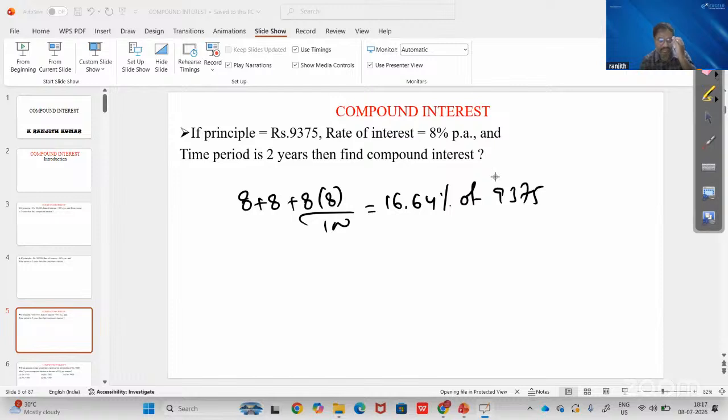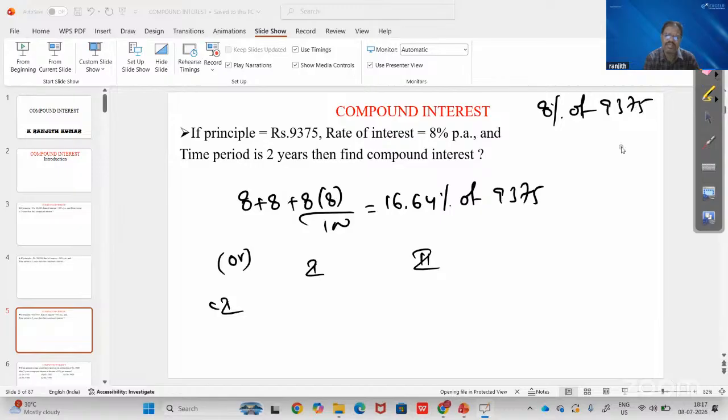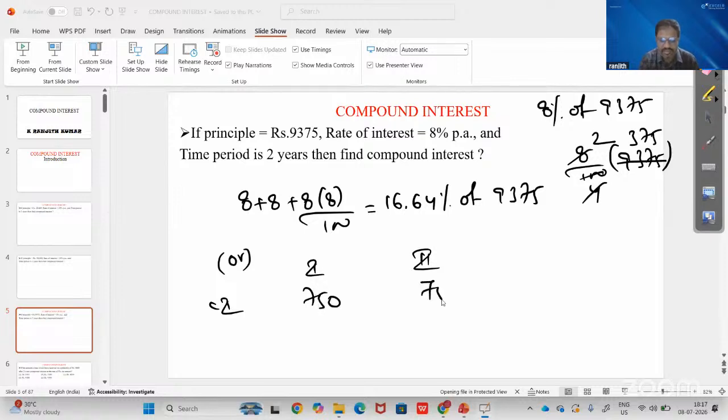What is the other method to find out? Just look at here. So CI for first year and second year. First year equals 8% of 9375, where 8 percentage is nothing but 8 by 100 into 9375. Do the simplification. 25 fours are 100, 375 into 2 equals 750. Second year also the same value.